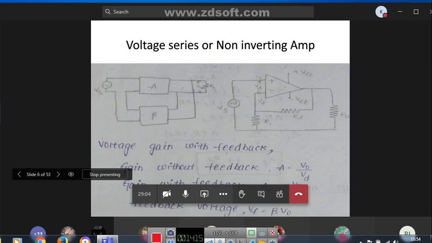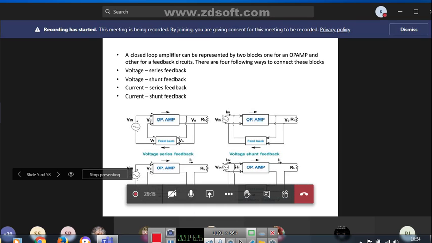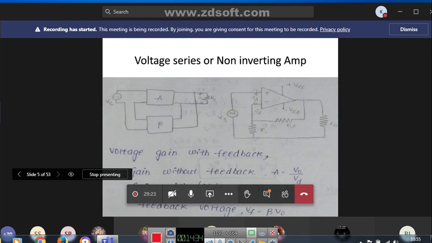Here the feedback voltage Vf equals beta V0. The feedback network beta is multiplied with V0, then Vf becomes beta V0. So there is a gain without feedback, a gain with feedback, and the feedback voltage Vf. Here we have to calculate the gain, input impedance, output impedance and bandwidth.